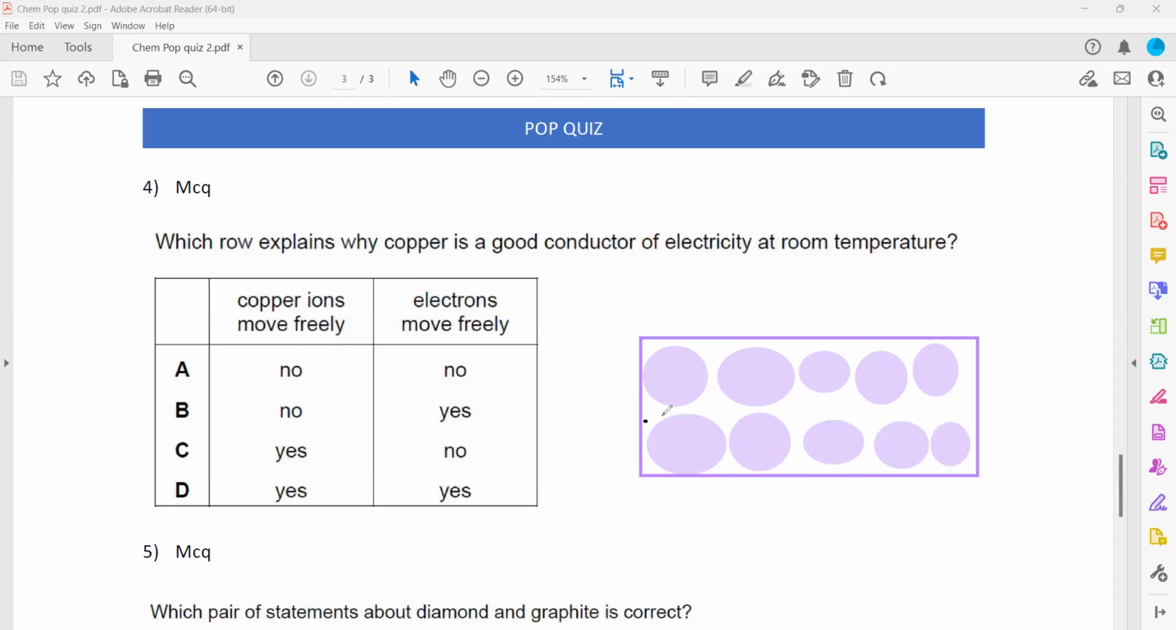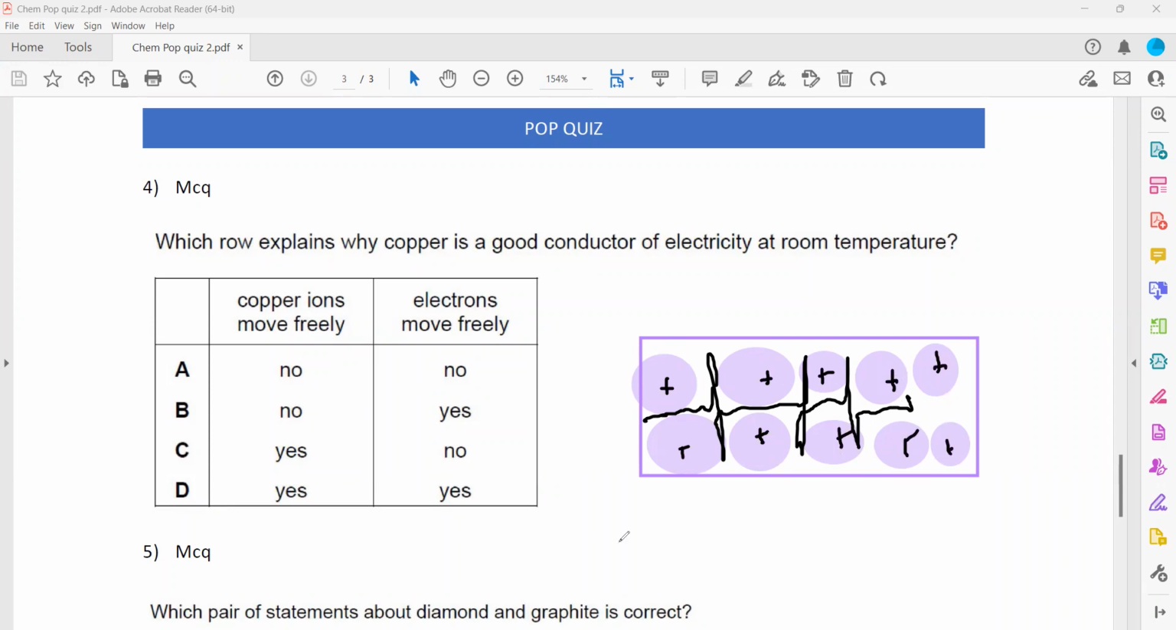The positive ions can only vibrate, but they're not free to move. They cannot move within the structure, so they can only vibrate about a fixed position. Like this positive ion can vibrate at a fixed position, but it cannot move freely. So, positive ions move freely: is it right or wrong? No, it's not correct.